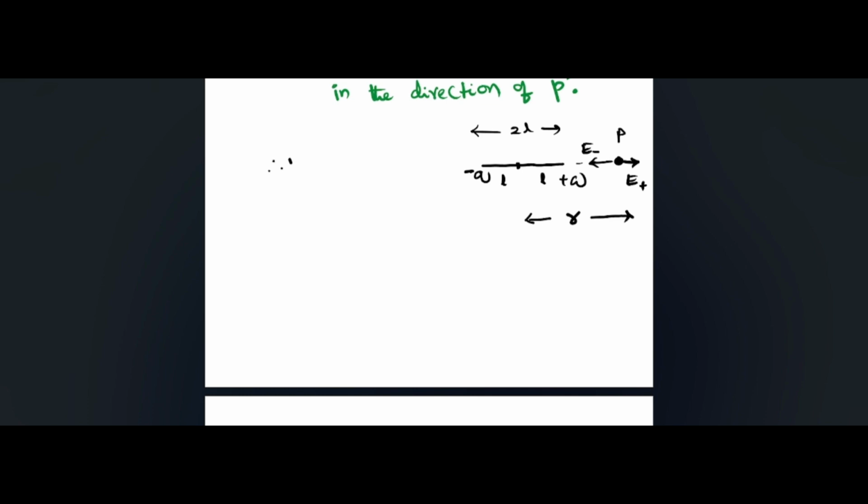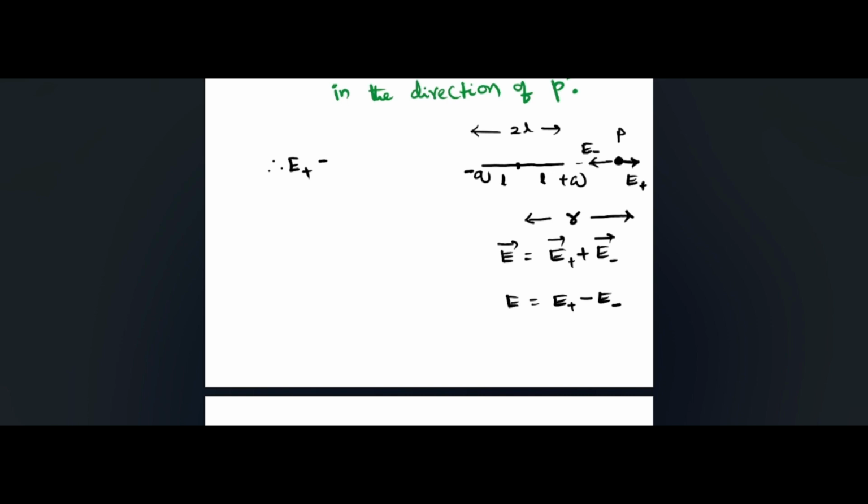So what is the net electric field? E bar is equal to E plus bar plus E minus bar. Since the two directions are mutually opposite, that is, the angle is 180 degrees, you can apply the parallelogram law of vectors. Then the magnitude of E bar you can write as E plus minus E minus.